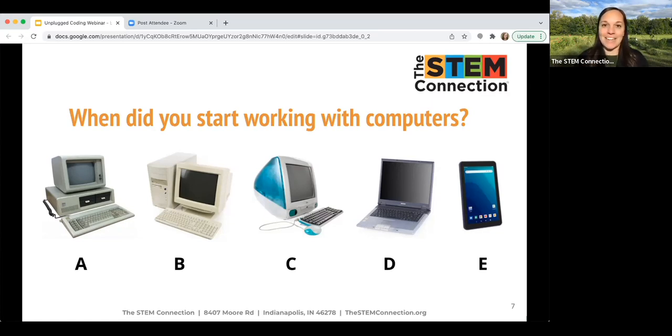So we'd love for you to think about and share your first memories with computers, or when you started working with computers. What did they look like? More like A, B, C, D, or E?